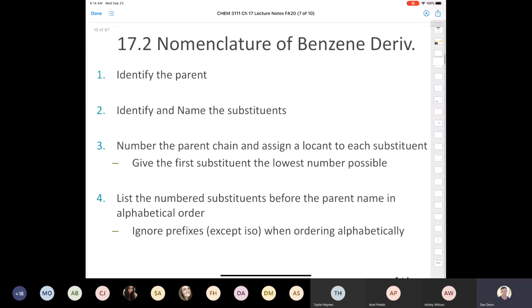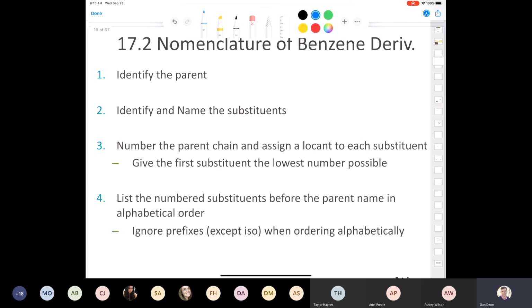Well, let's look at some more rules about naming benzene derivatives. So the first thing we're always going to do is identify the parent. If it's got one of those common parents that we saw, like styrene or acetophenone, we'll use that. If it doesn't have one of those, well, it's going to be benzene. Then we're going to identify and name the substituents. We'll number the parent chain, assign a locant to each substituent.